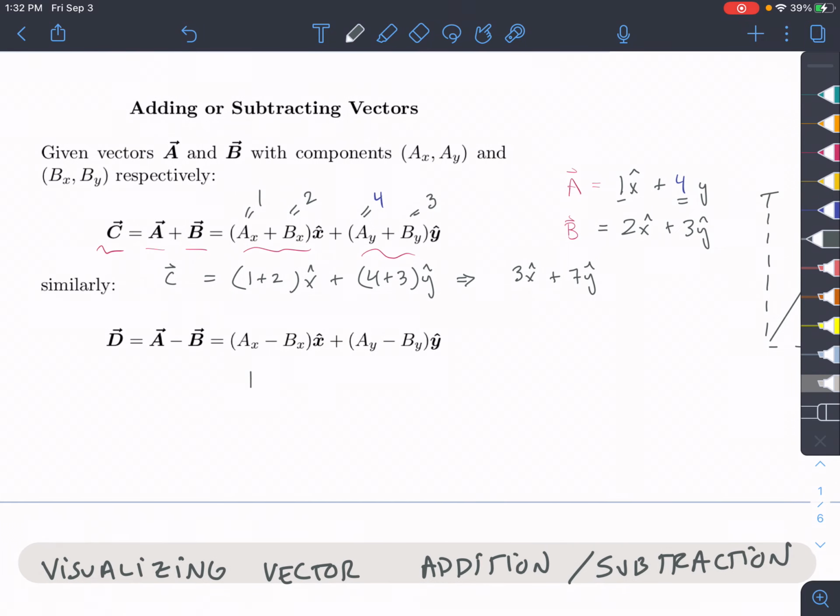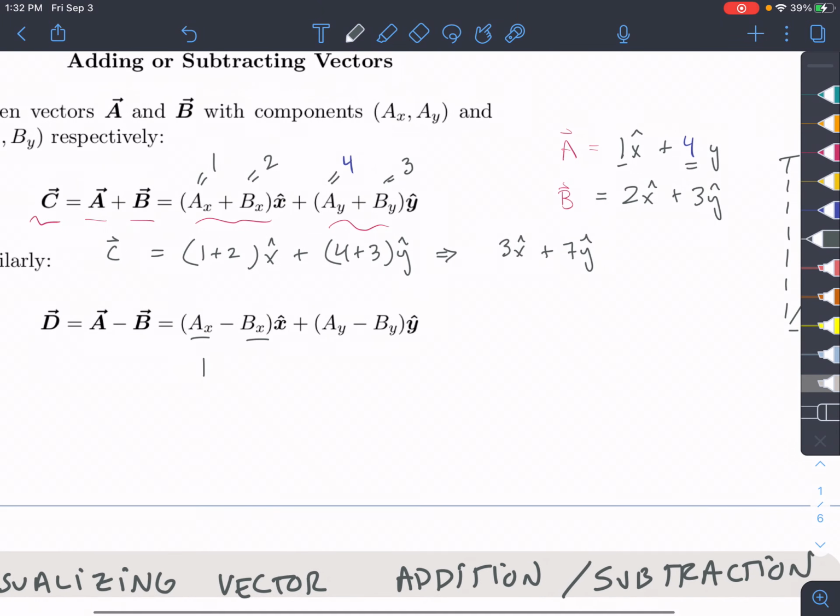The reason why I'm taking A first and then subtracting B is because A is coming before B, so A minus B, so AX minus BX. When I subtract them, it's just subtracting all of the components. A sub x is the magnitude, how much in the x direction. In that case we have 1, B of x is 2, x hat, plus A sub y, we have 4, y direction minus B sub y is 3.